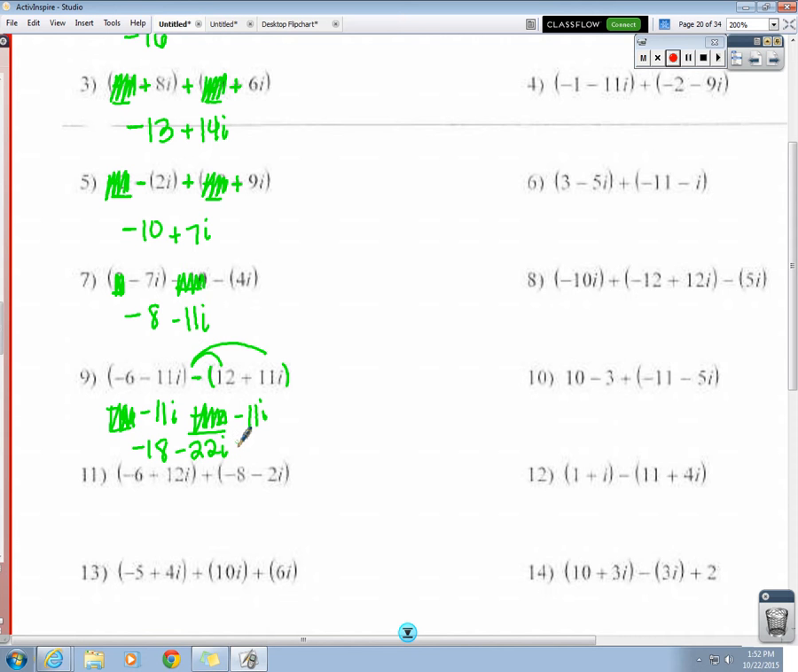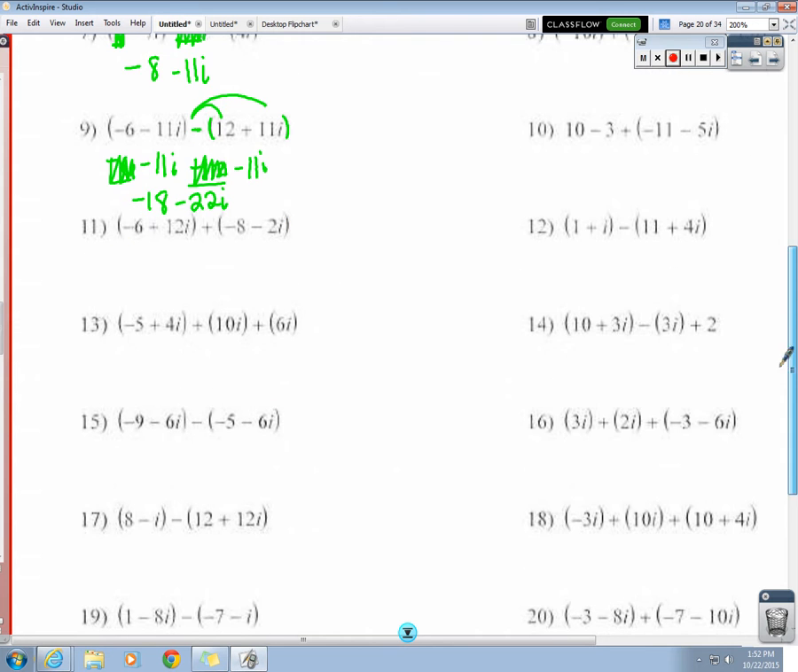Okay, let's do one more together. We have parentheses, but do they really matter? No, because there's a plus in between them. So now let's start with the constants. We have a -6 plus -8, -14. And then we have a, is that a positive 12i plus -2i? Positive 10i. Okay, your homework is to finish the odd problems on this page.